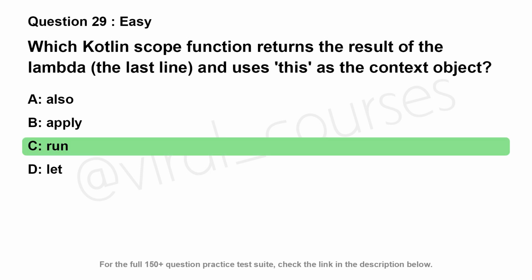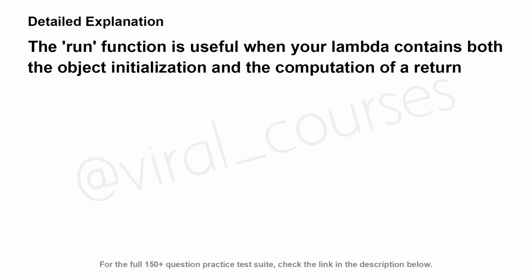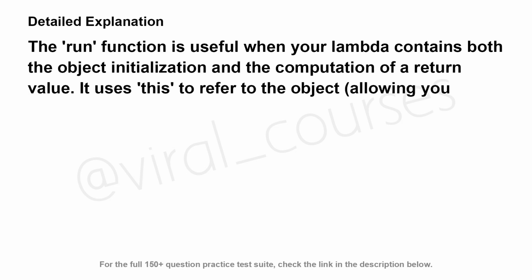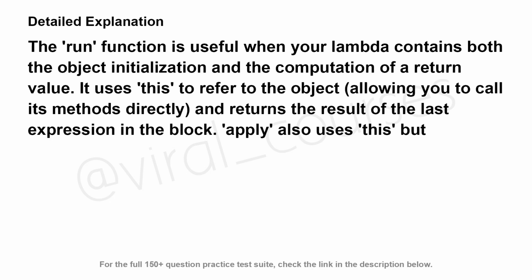The correct answer is C. The run function is useful when your lambda contains both the object initialization and the computation of a return value. It uses this to refer to the object, allowing you to call its methods directly, and returns the result of the last expression in the block. Apply also uses this, but returns the object itself.